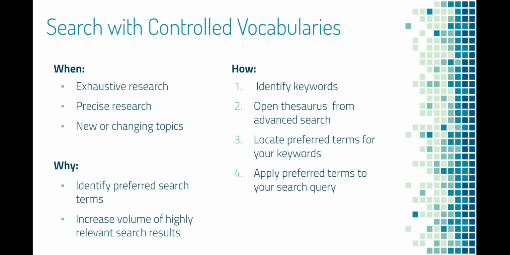Additionally, the volume and granularity of terms will vary across vocabularies. This is necessary because vocabularies are typically designed for specific types of content, but it can create inconsistencies in a search, particularly if you are searching across multiple databases.